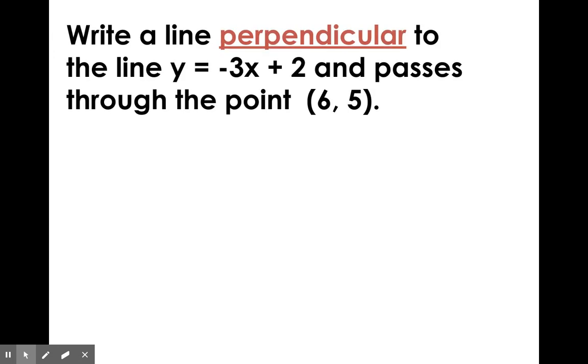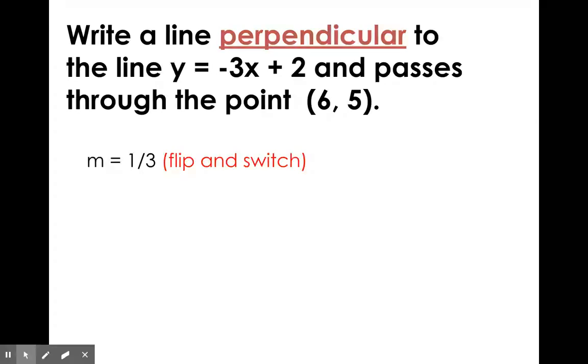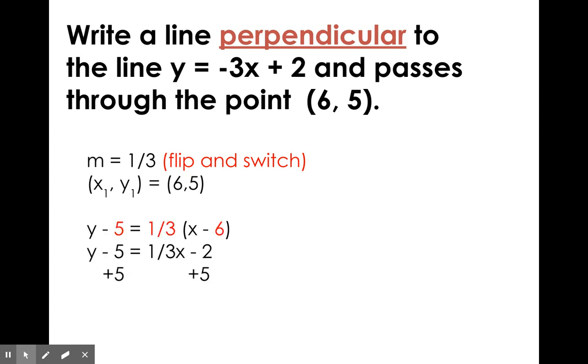Now we want to write one that is perpendicular. Take a second to see if you can pause the video and write the equation, then unpause the video to see if you match me. All right, so if you did that, you should have first figured out that the slope is going to be 1 over 3 because we have to flip and switch. So we started off with negative 3, and if we flip and switch, we get 1 over 3. We wanted to go to this point. And if you did your steps correctly, you should end up with 1/3 x plus 3.